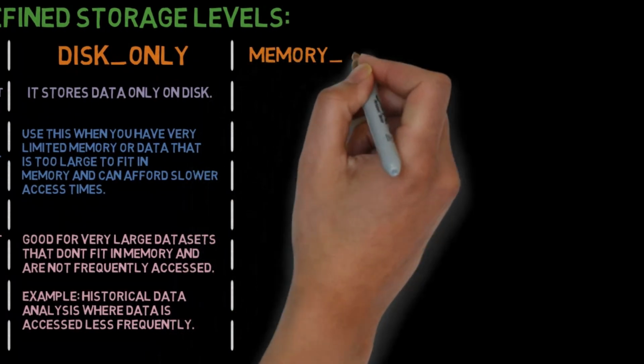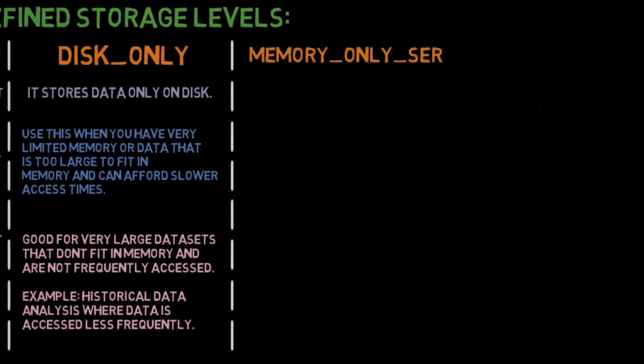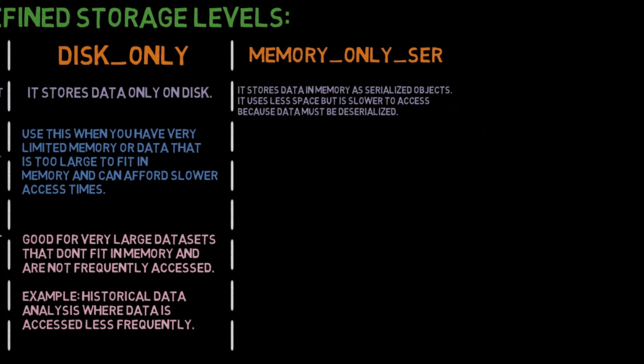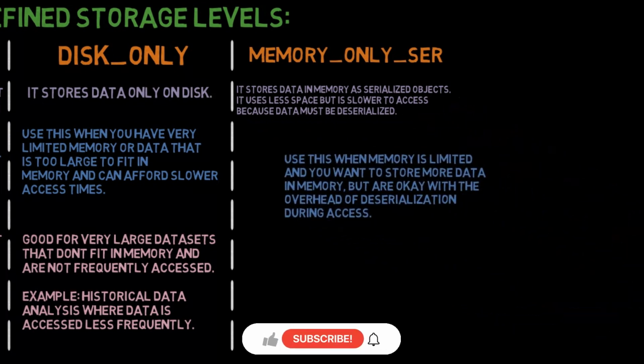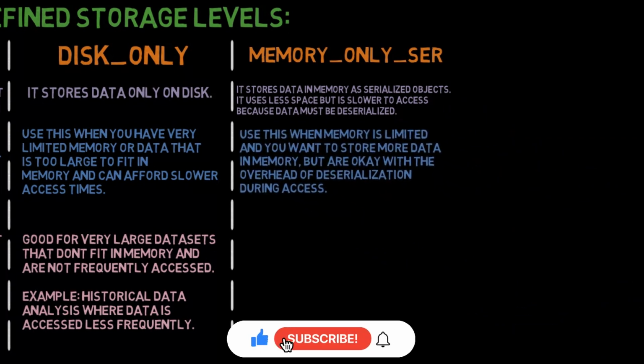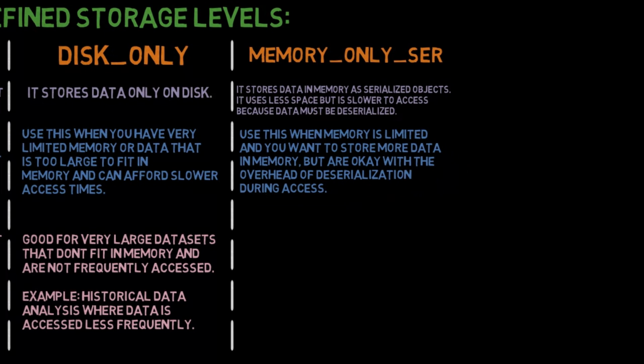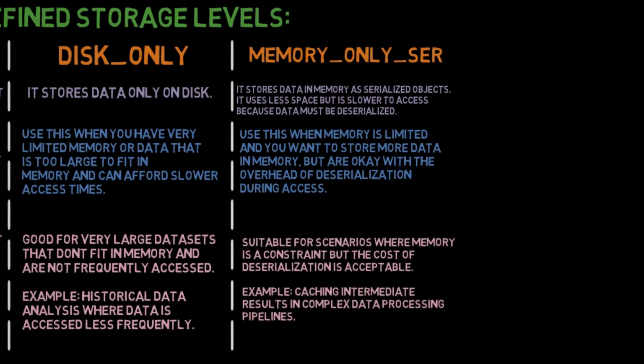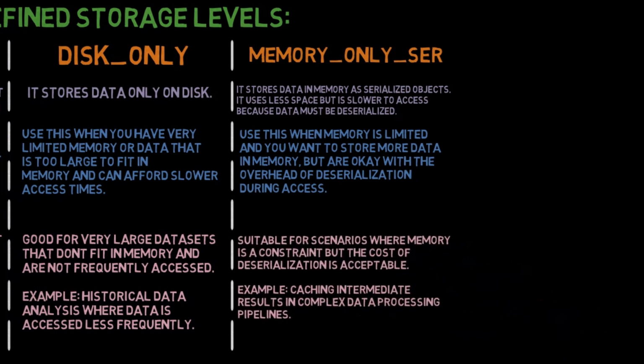Memory only serialized. It stores data in memory as serialized objects. It uses less space but is slower to access because data must be deserialized. Use this when memory is limited and you want to store more data in memory, but are okay with the overhead of deserialization during access. Suitable for scenarios where memory is a constraint, but the cost of deserialization is acceptable. Example: caching intermediate results in complex data processing pipelines.